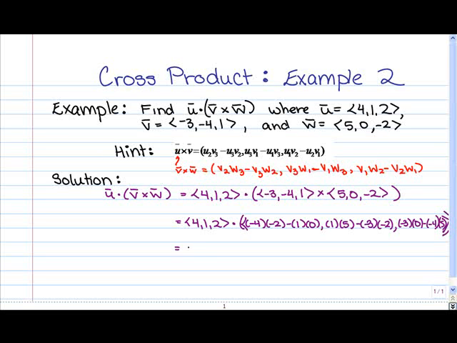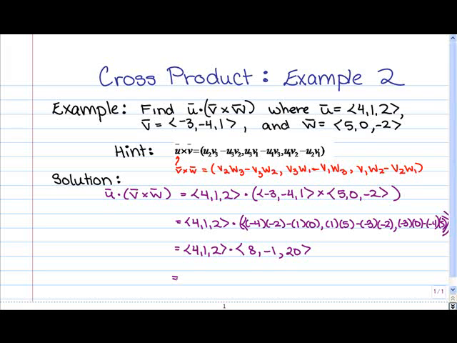So now let's go ahead and simplify a little bit, just doing the arithmetic so we can figure out what this cross product vector is. We've got -4 times -2, so 8 minus 0. So we've got 8 as our first component. 5 minus 6, so -1 as our second component, and 0 minus -20, so +20 as our third component.